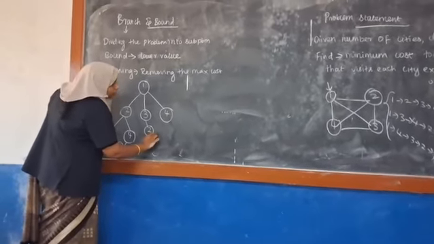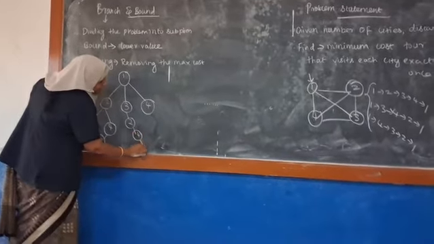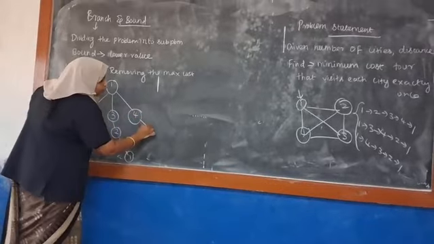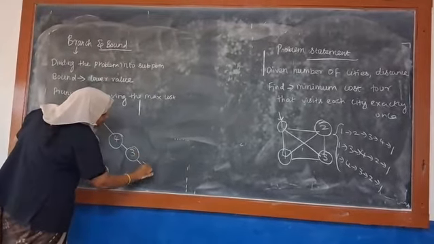Okay. From 2, we can go to 4. And from 4, we can go to 1. And here 4, 3, 2, 1.